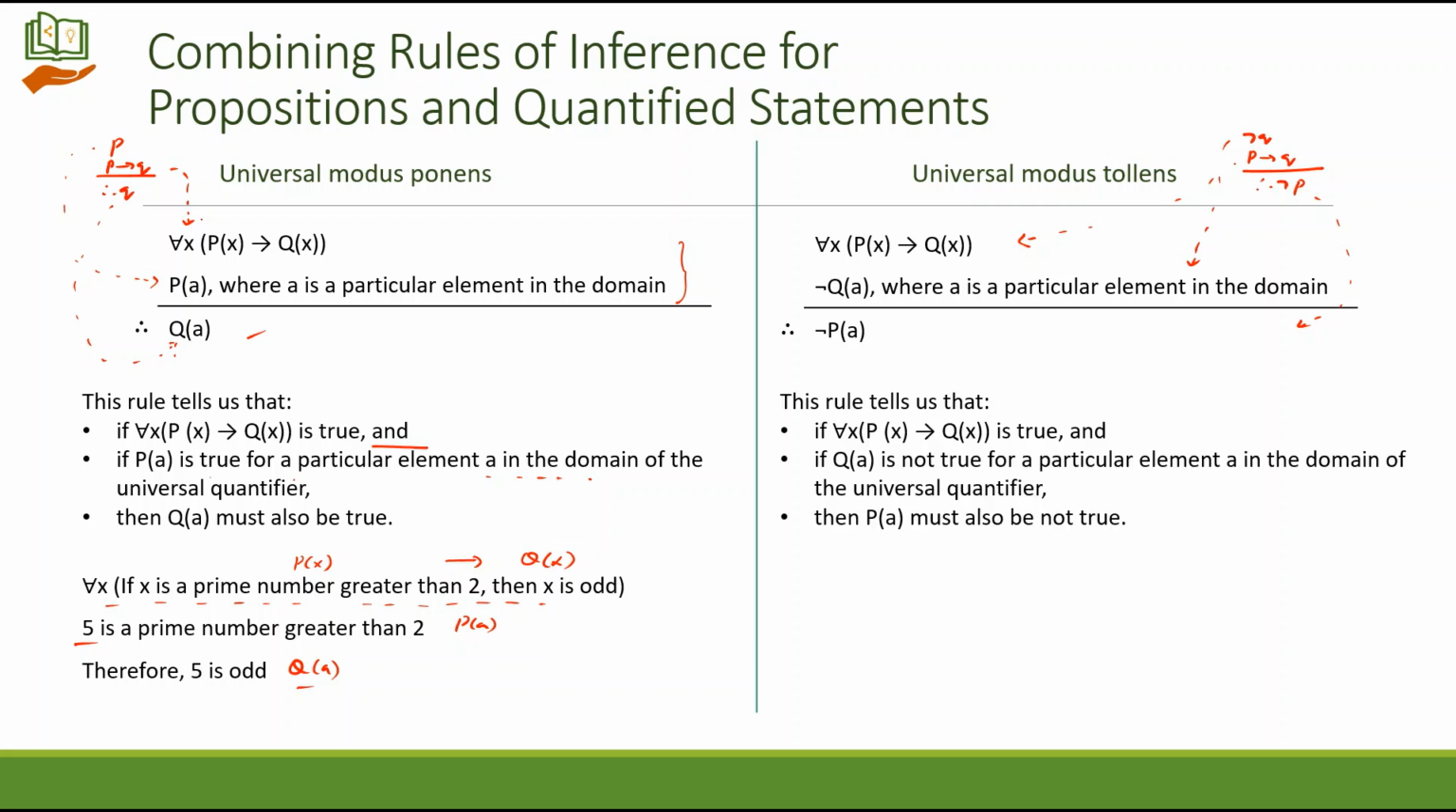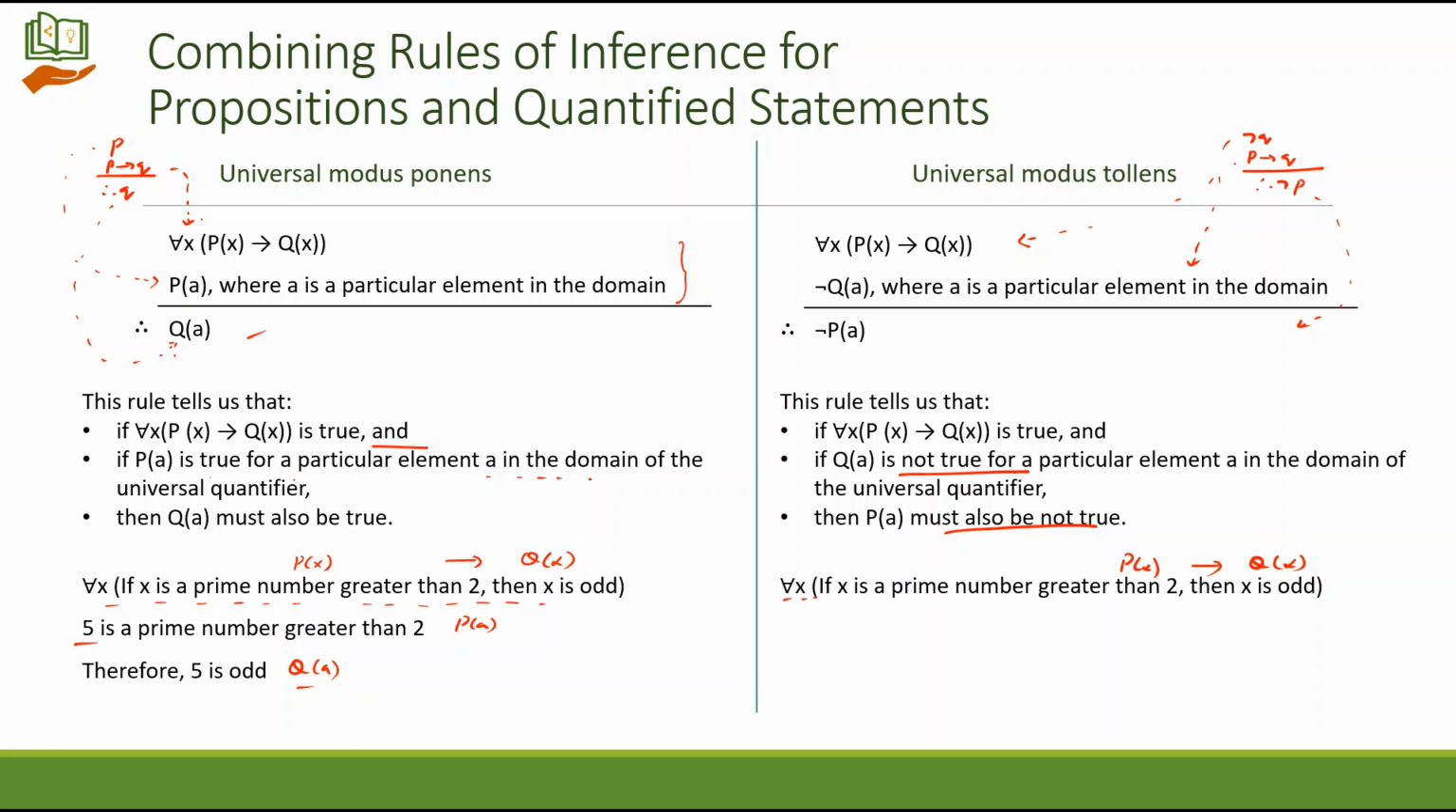So what does this rule tell us? If for all x, P of x implies Q of x is true and Q of A is not true for a particular element A in the domain of universal quantifier, then what can we conclude? We can say that P of A must also not be true. So when Q of A is not true, P of A will also not be true. Let's see an example. For all x, if x is a prime number greater than 2, then x is odd. The same example we are picking here. This is P of x and this is Q of x with implication operation with universal quantifier.